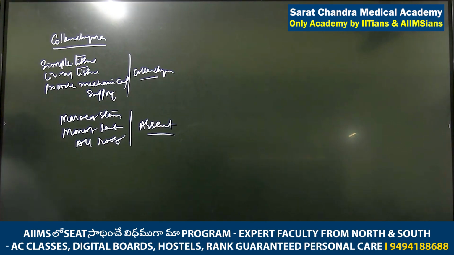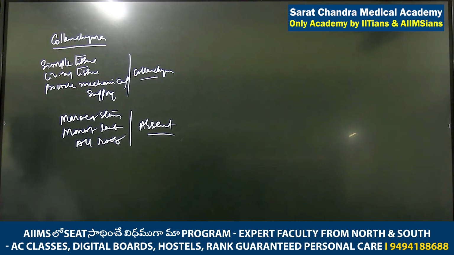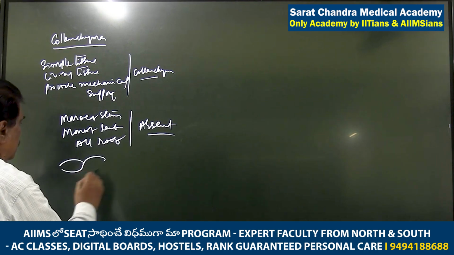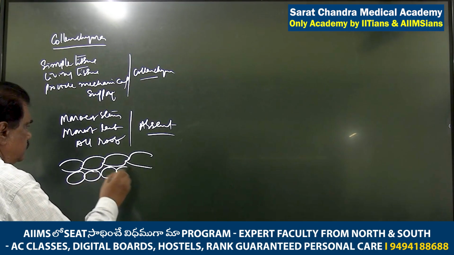Where is Collenchyma located in dicot stem? Collenchyma is present beneath the epidermis. In dicot stem, it is present beneath the epidermis, which is called hypodermis. So in dicot stem, the hypodermis is made up of Collenchyma tissue. This is epidermis, and beneath the epidermis is Collenchyma.